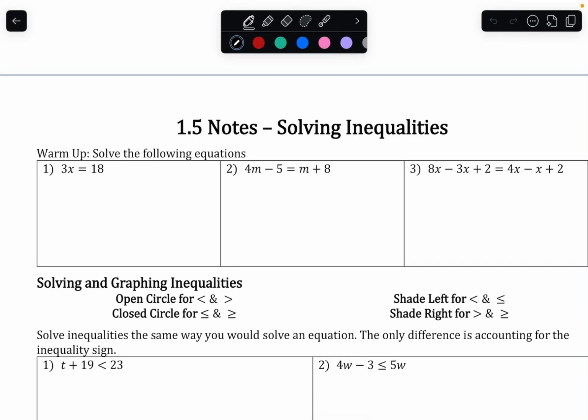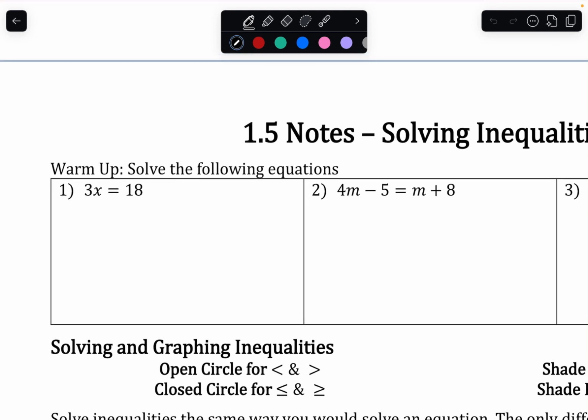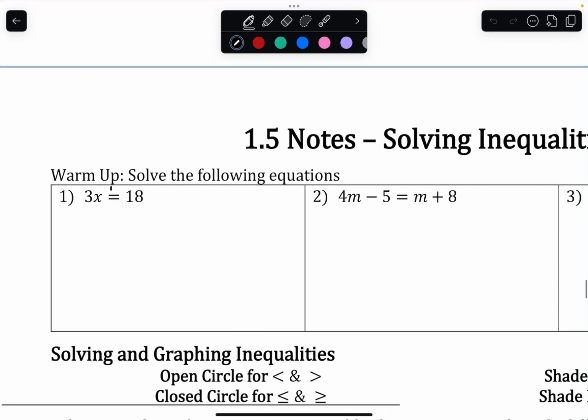All right, in this lesson, we are solving one variable inequalities, which is very similar to solving equations. So that's what we're reviewing in the warm-up. To solve 3x equals 18, we are multiplying by 3, so we need to divide both sides by 3. So x equals 6.